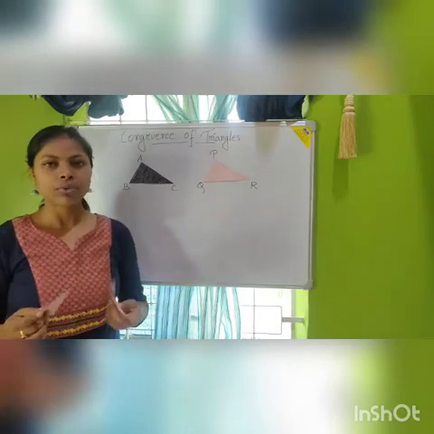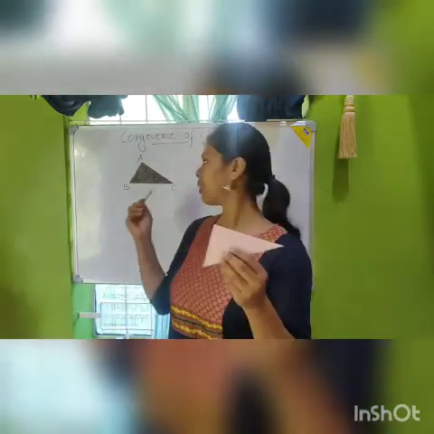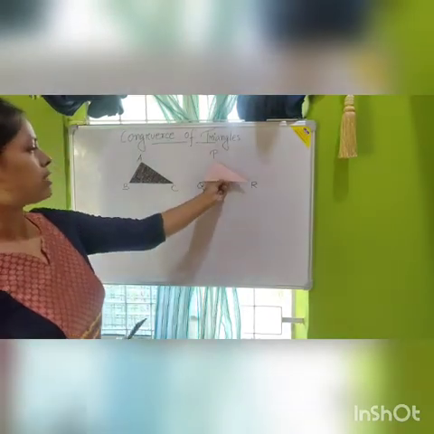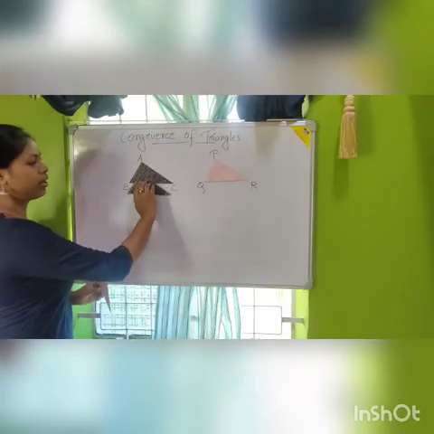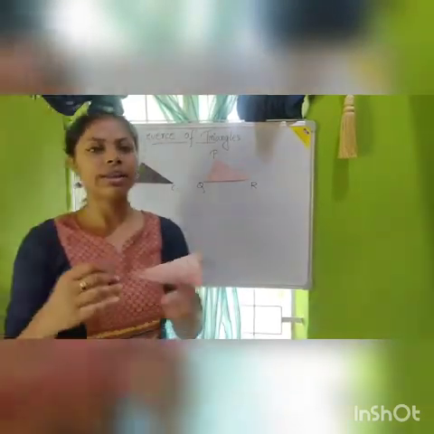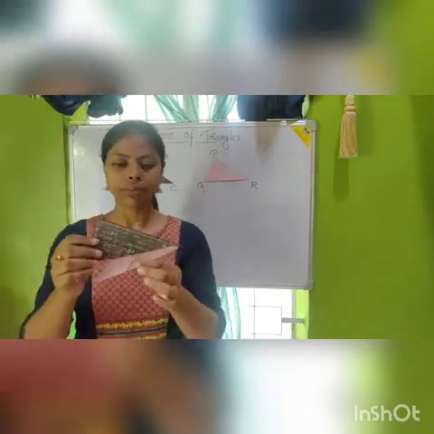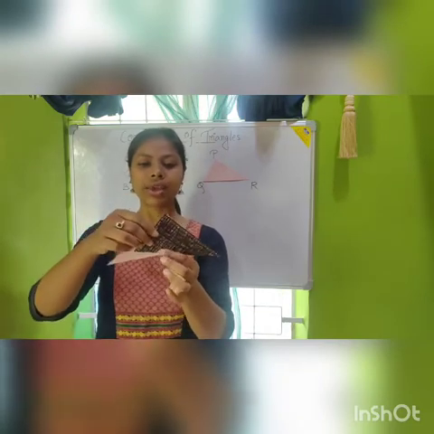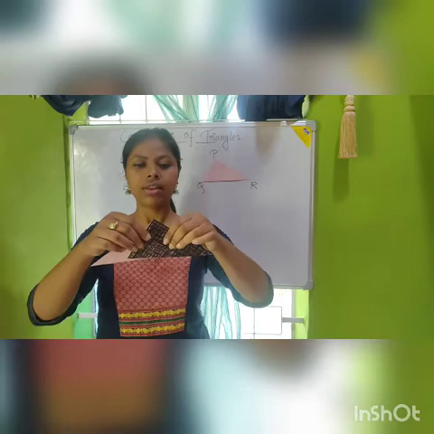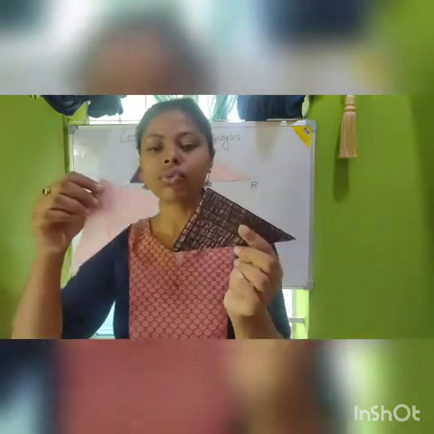To see whether they are congruent, I have two other triangles of the same colored papers. This pink paper matches with this one, and this black paper matches with the black one. Now to understand whether these two triangles are identical or not, we'll see. If I place them in this way, they do not match in any way. They do not look to be identical.